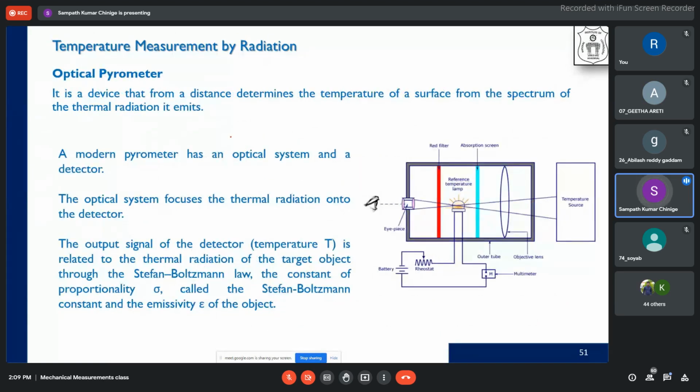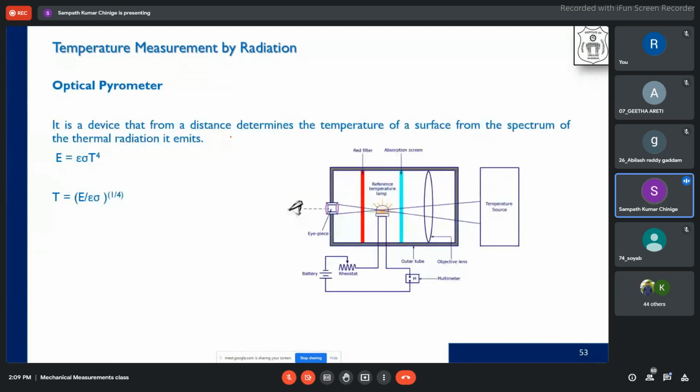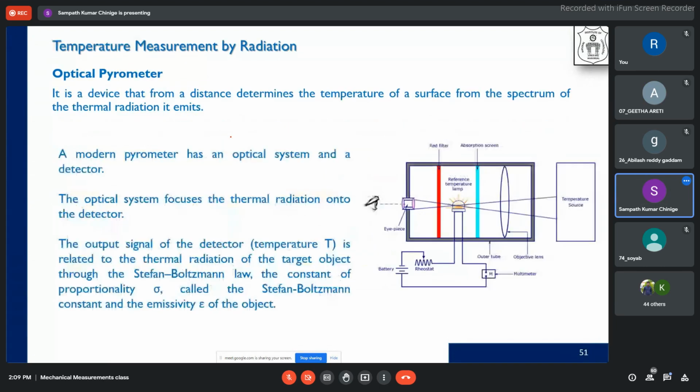So there are two ways of measuring the temperature using the radiation principles. One is the optical pyrometer. The second one is basically finding the heat flux that is falling upon the surface. Here it's a very interesting device that we have. You can see over here we have an eyepiece.